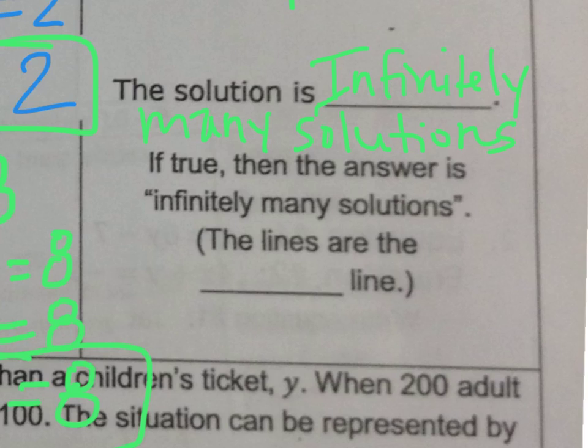Or in other words, infinitely many. If you were to see this on a graph, instead of the lines being parallel, the lines would be the exact same line if your answer is infinitely many solutions. So in other words, you would basically only see one line there, but it'd be two equations that are graphed.